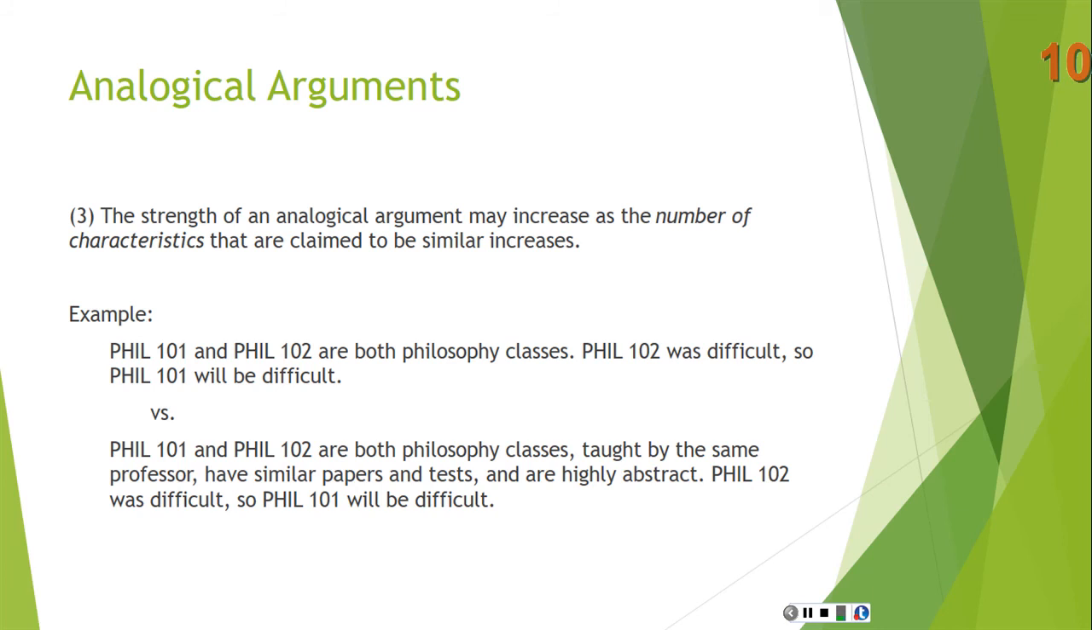Take this first example. Phil 101 and Phil 102 are both philosophy classes. Phil 102 was difficult, so Phil 101 will be difficult. Now, the only characteristic they have in common is that they're philosophy classes, right? And you're inferring that because one was difficult, the other one will be as well. But you can strengthen that by noting further similarities that they both have. They're both philosophy courses taught by the same professor. They have similar papers and tests, and they're highly abstract. Okay. Now you've got a lot to go on to conclude that they'll both be difficult.